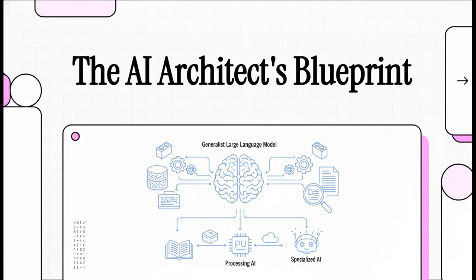We all know large language models are incredible. They're amazing generalists, right? But what happens when you need an expert? In this explainer, we're going to walk through the architect's blueprint for turning a powerful, general AI into a true specialist that knows your specific data inside and out.